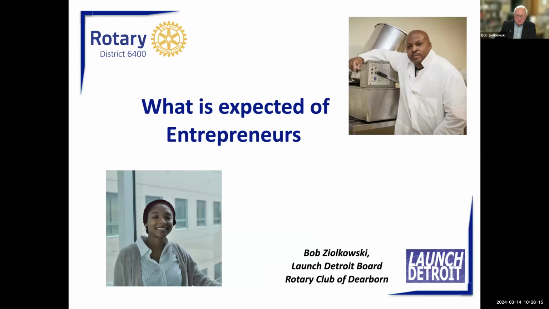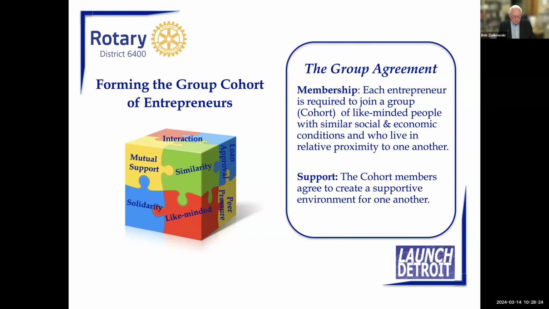So what's expected of entrepreneurs in the program? We've talked about what we can do for them, but we want to talk about what's expected for them. The first thing, the most important thing, is that as an entrepreneur joins the program, they commit to being a part of the cohort group. That cohort is a group of like-minded people with similar social and economic conditions who live in proximity to each other. In the Detroit area, we feel that 5 to 10 miles apart is still proximity. We know that's probably not true in many other places in the country or the world, but it seems to work well for us.